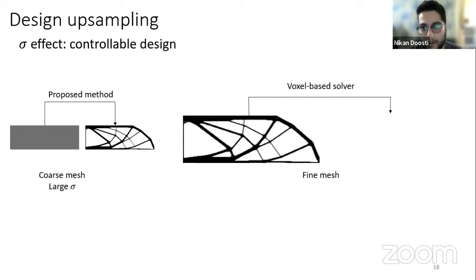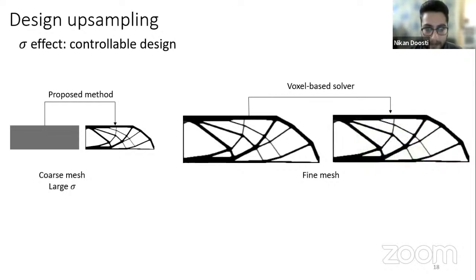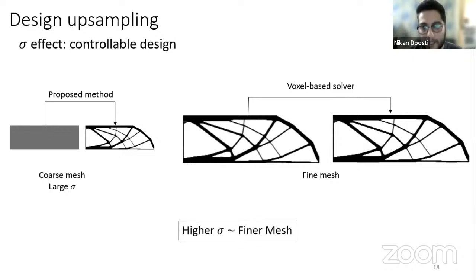And now here, using a voxel-based solver, we expect that this solver either can make the design better by making it more intricate, or can make it smoother, or won't be able to change it and would have a similar result to the initialized solution. What we found out is that we always get this similar behavior if we use a large sigma and then interpolate it to a fine mesh. So this is the expected pipeline by using these values. And this means that higher sigma means finer mesh in our design.